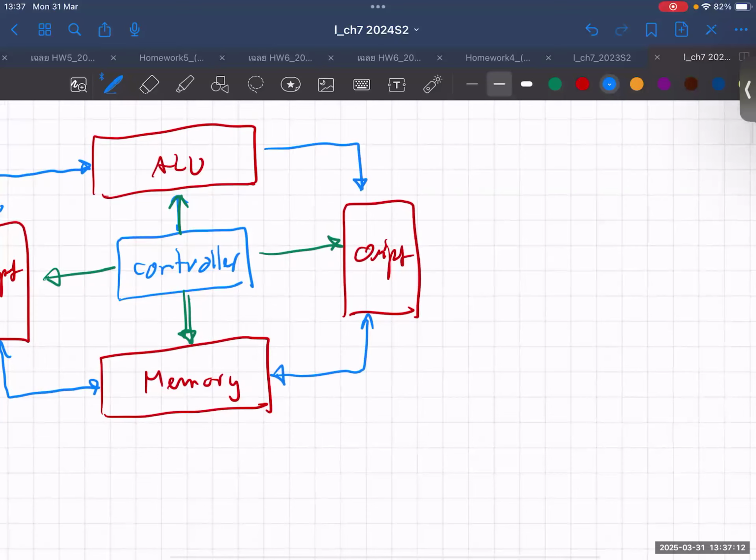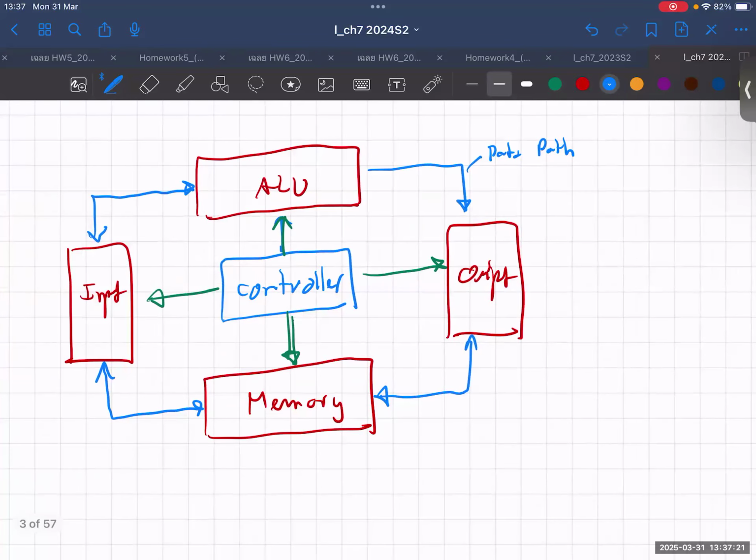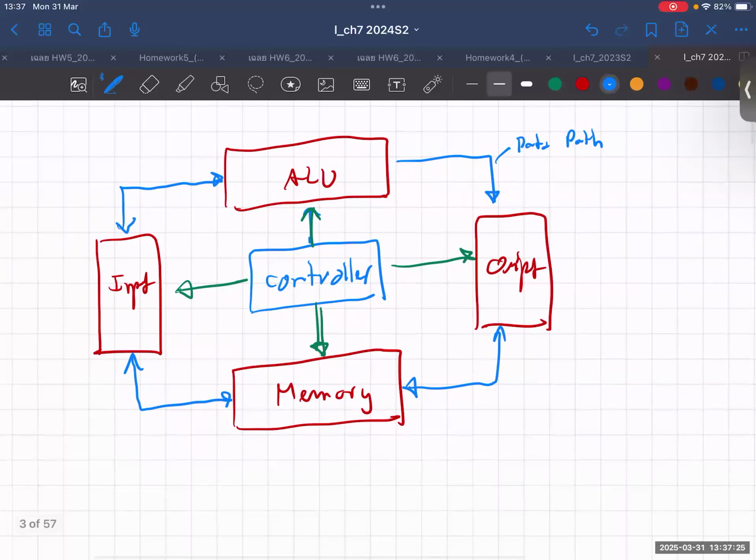So the blue lines usually are called the data part, where the actual data or numbers that we want to work on are flowing through all this part, right? And then the green one, this is what we call the control part, or control signals, same thing.